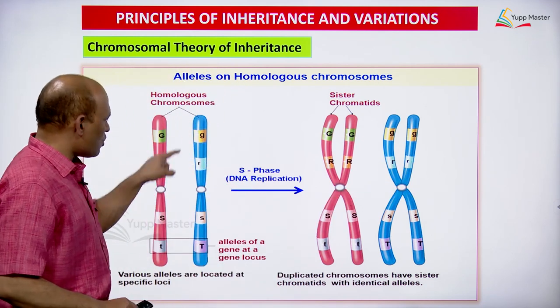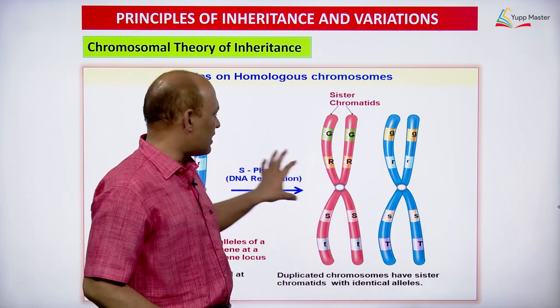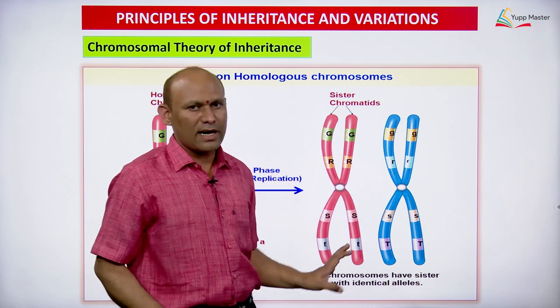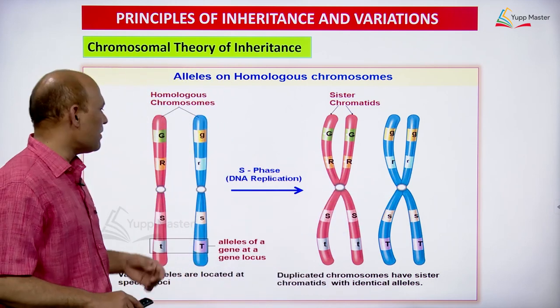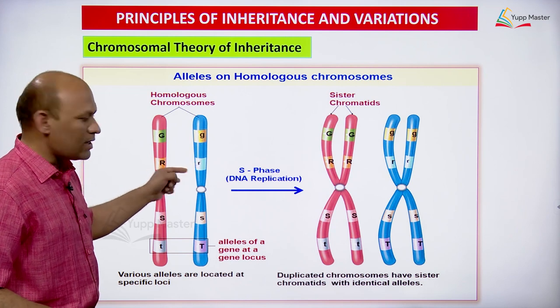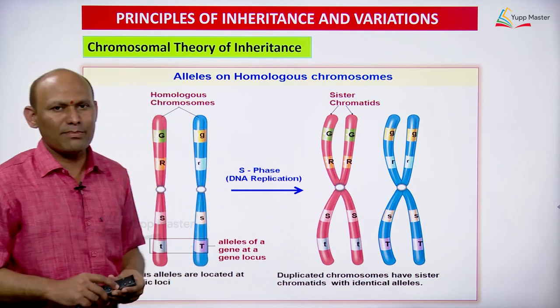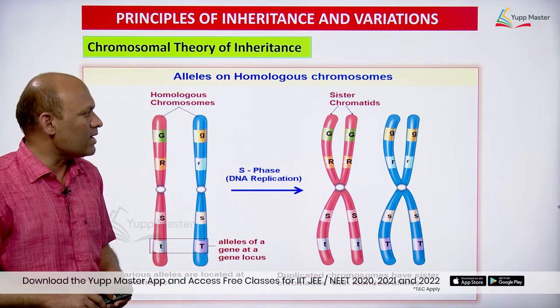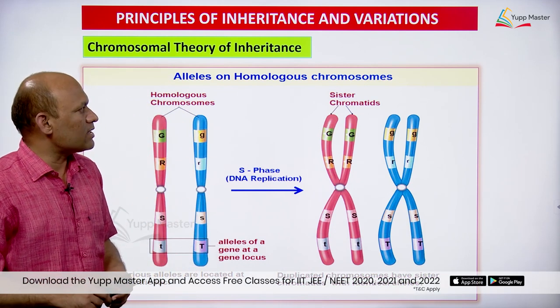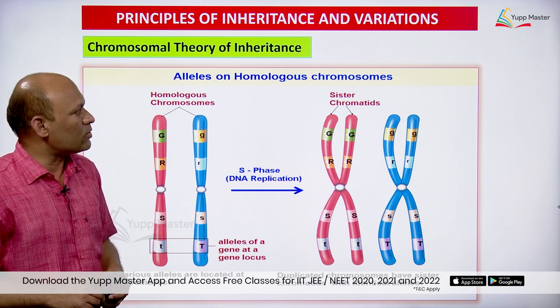So this is a chromosome, this is a chromosome. After duplication, this chromosome will look like this, and this chromosome will look like this. You have to be very careful. Again, you have seen the R allele here. After duplication, this R will become like this. I hope you understood. It's very simple. Is there any difficulty? No, nothing to worry about. This is something you need to understand regarding chromosomes, dear students.